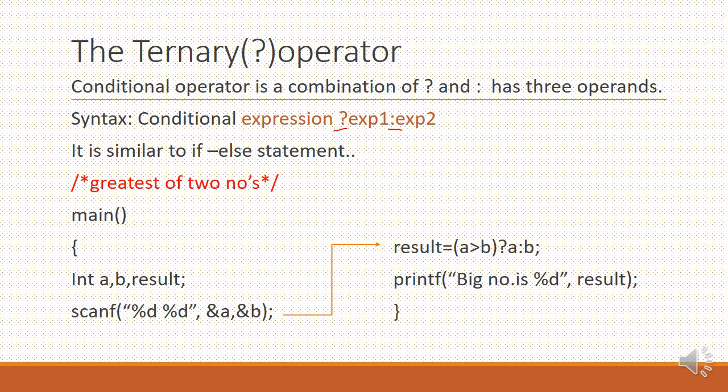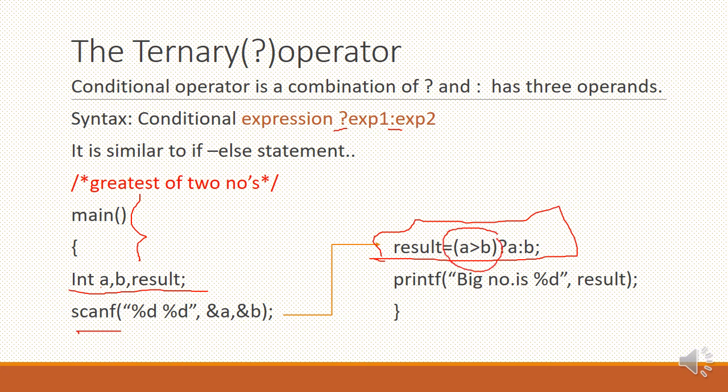I want to write the greatest of two numbers. For that, these are the basic things you have to write: int a comma b comma result, and read the two values using the scanf function. I have read those values, so this is your ternary operator. You have to write result is equal to a is greater than b question mark a colon b.